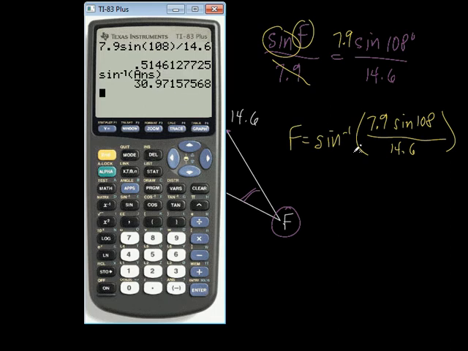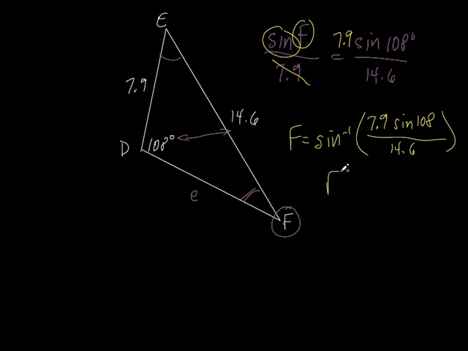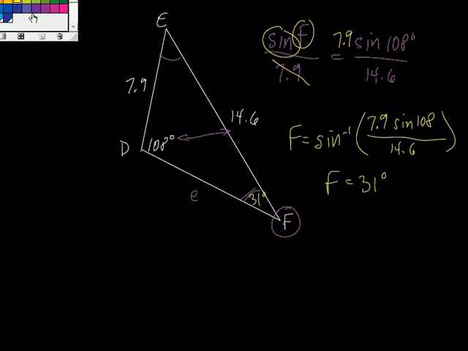So it's 30.9, but it is an angle, so what do we round our angles to? To the nearest degree, so that 9 rounds up to a 1, so it's 31 degrees. So angle F is 31 degrees. That would be this angle right there. Make sense? All right, let's do some more.